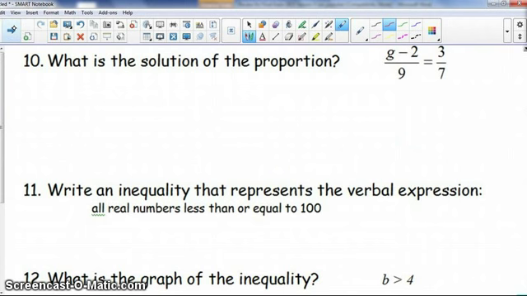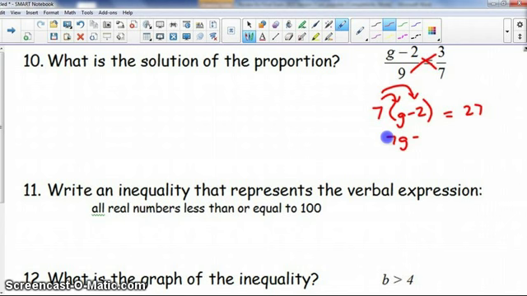Number 10 says, what is the solution of the proportion? And so I see this and I automatically think, well, I could technically get rid of the division by multiplying, or you guys have learned it as cross multiplying. So what I will do is I'll multiply 7 times the entire top of its diagonal, g minus 2, and I have to have parentheses around it because I have to multiply 7 times all of it, equals 9 times 3, which is 27. Well, then I go through and I solve this by distributing first. 7g minus 14 equals 27.